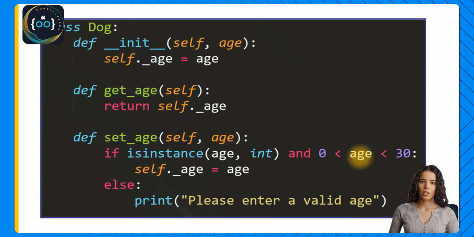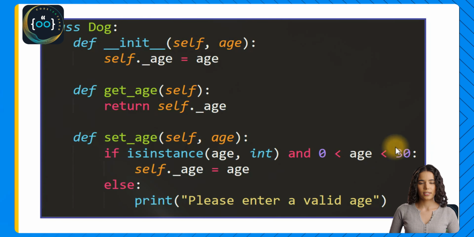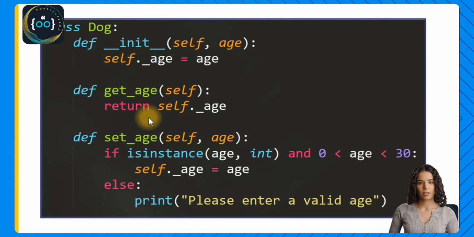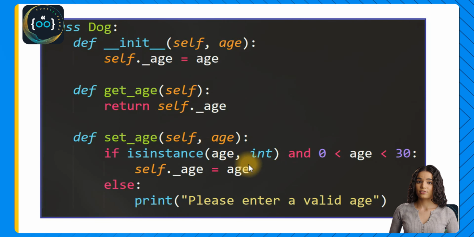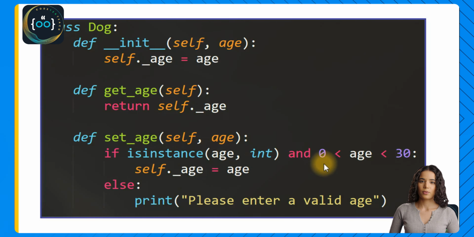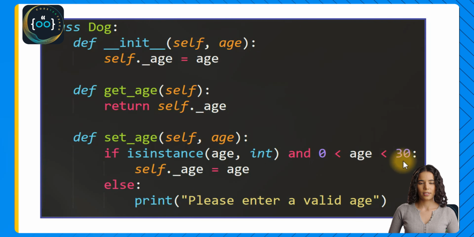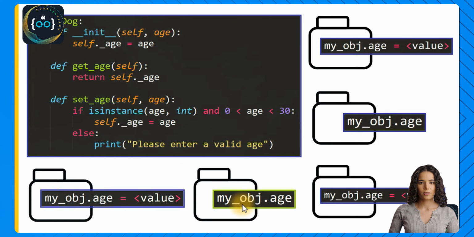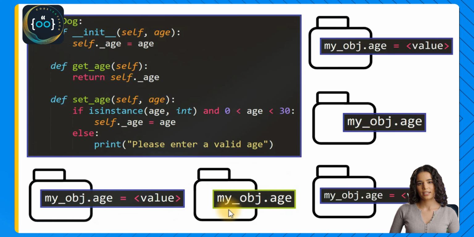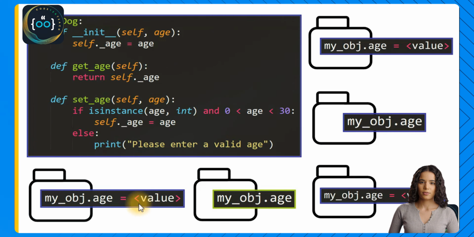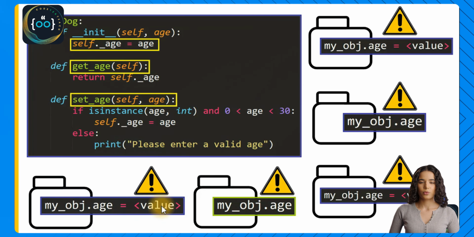In that case, the class would be similar to this that we have right here. We have the init method, we have the getter, and we have the setter that checks if the age is an integer and if it's greater than 0 and less than 30. The problem is that we already use the traditional syntax to access and update the attributes in our program. Like this, we are accessing the attribute with dot notation and we are updating the attribute using a typical assignment statement with the dot notation right here. So this will throw an error everywhere that we use this syntax.